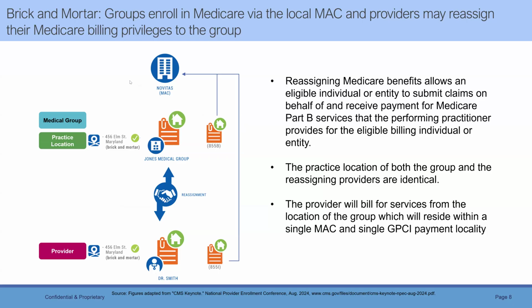So in the example of Maryland, the MAC for Maryland is Novitas. In the brick and mortar example, you'll have Jones Medical Group as a legal entity with a location at 456 Elm Street, will enroll with the MAC, and then a provider, in this case Dr. Smith, who works at this physical location, at this practice location, will then reassign their benefit to Jones Medical Group within Maryland. This is the very linear and integrated model that you saw on that first slide for brick and mortar care.